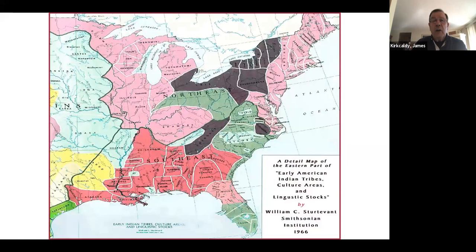Now we move more into our area, the Northeast and Southeastern United States. Once again, various tribes, you may even recognize some of the names. Think of Connecticut, Massachusetts, for example. These are Native American names, okay?